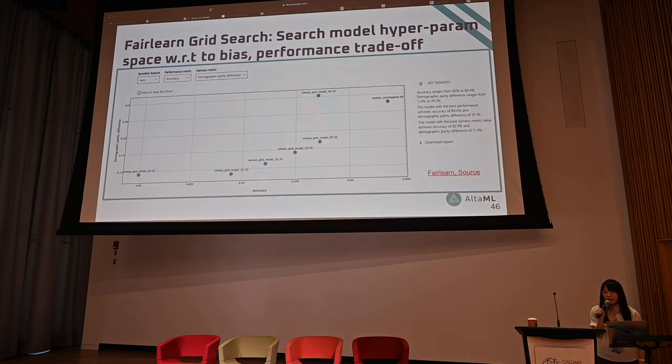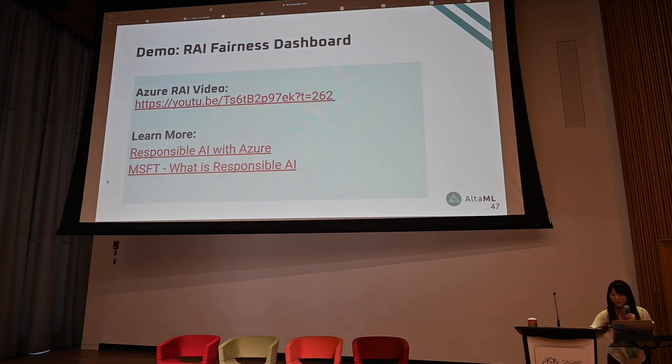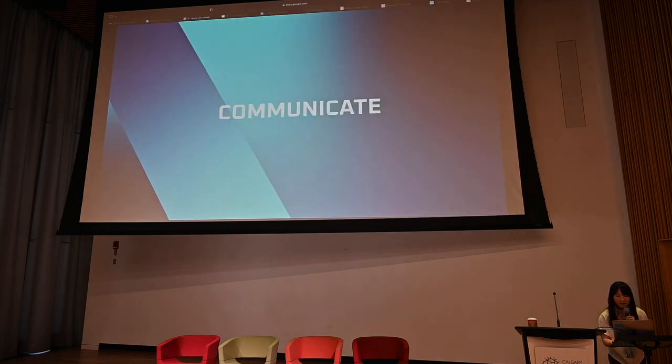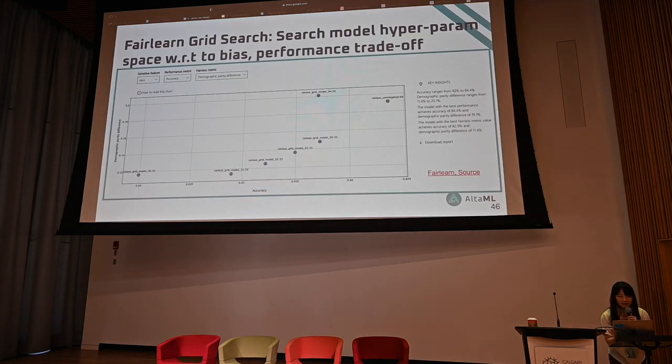This one is with Microsoft FairLearn, and they have this tool called Grid Search. This is post-processing, so this is not about modifying your model. It's about after you already have the model, how you pick a model that's not biased.